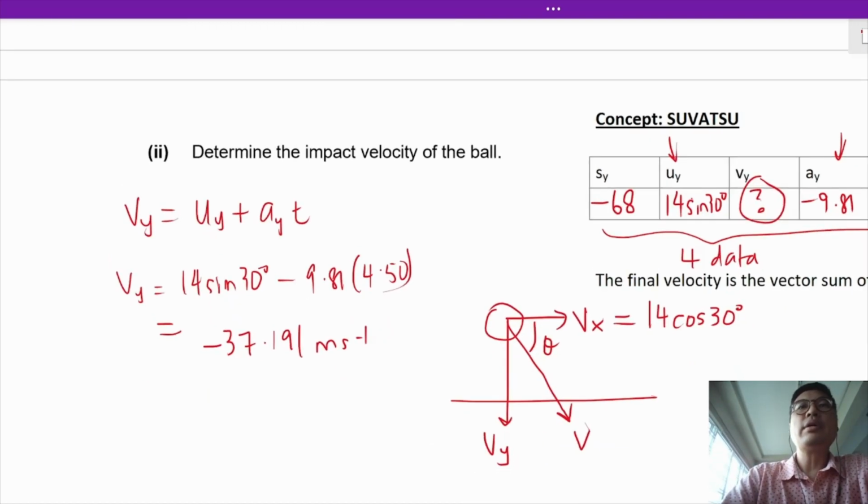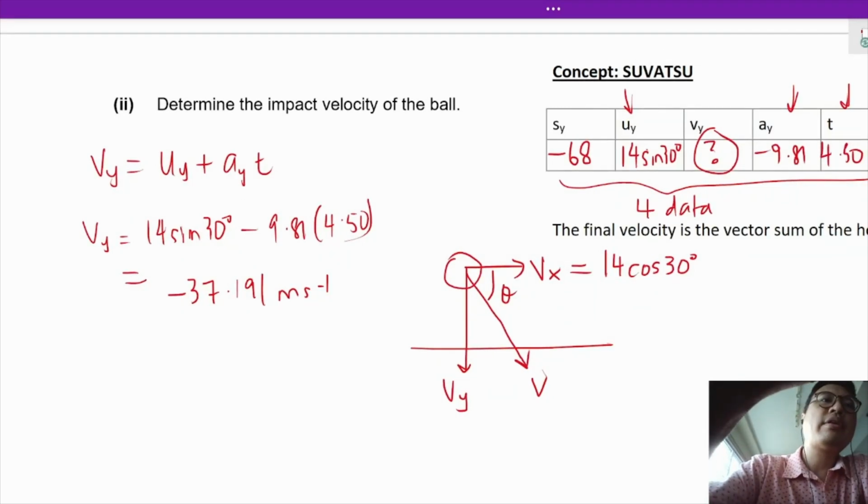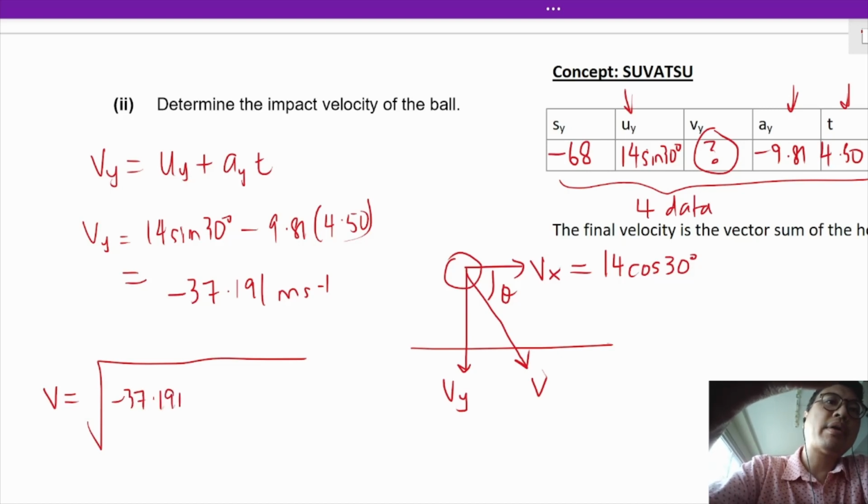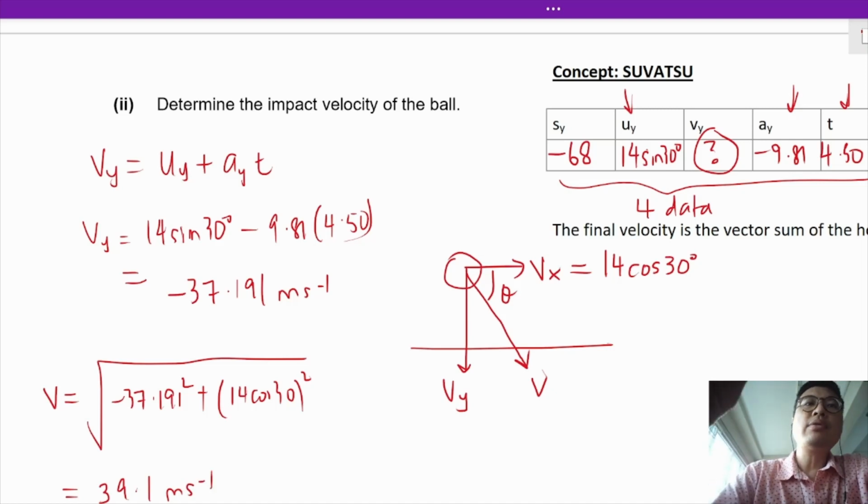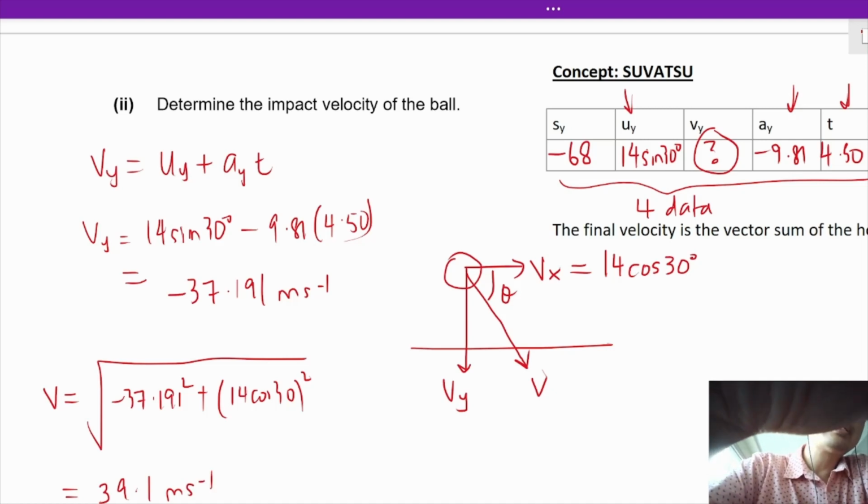Now that we have Vy, we can find V. V will be equal to the square root of negative 37.191 squared plus bracket 14 cosine 30 squared. And this will be 39.1 meters per second. Now we need to know the direction theta. So theta will be equal to the arctan of Vy over Vx.